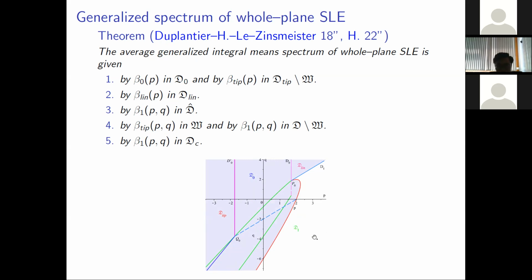In these zones, the conjecture is still open. The conjecture is that the spectrum equals beta here, but we don't have the proof. We cannot prove that the spectrum equals beta. We prove that the spectrum is bounded from above by beta in this zone. This means beta PQ is less than or equal to beta in this zone. That's another result.